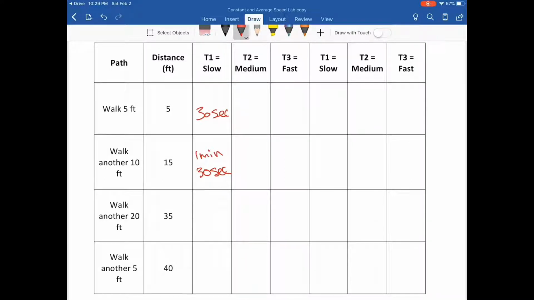And then the next time you do it, you're going to go at a medium pace. So this will be like your normal walking pace. And then the next time you do it, you're going to do it at a fast pace. So let's say at a pace that's either a fast walk or something you would do if you're late for class and you know you're taking a test that day.